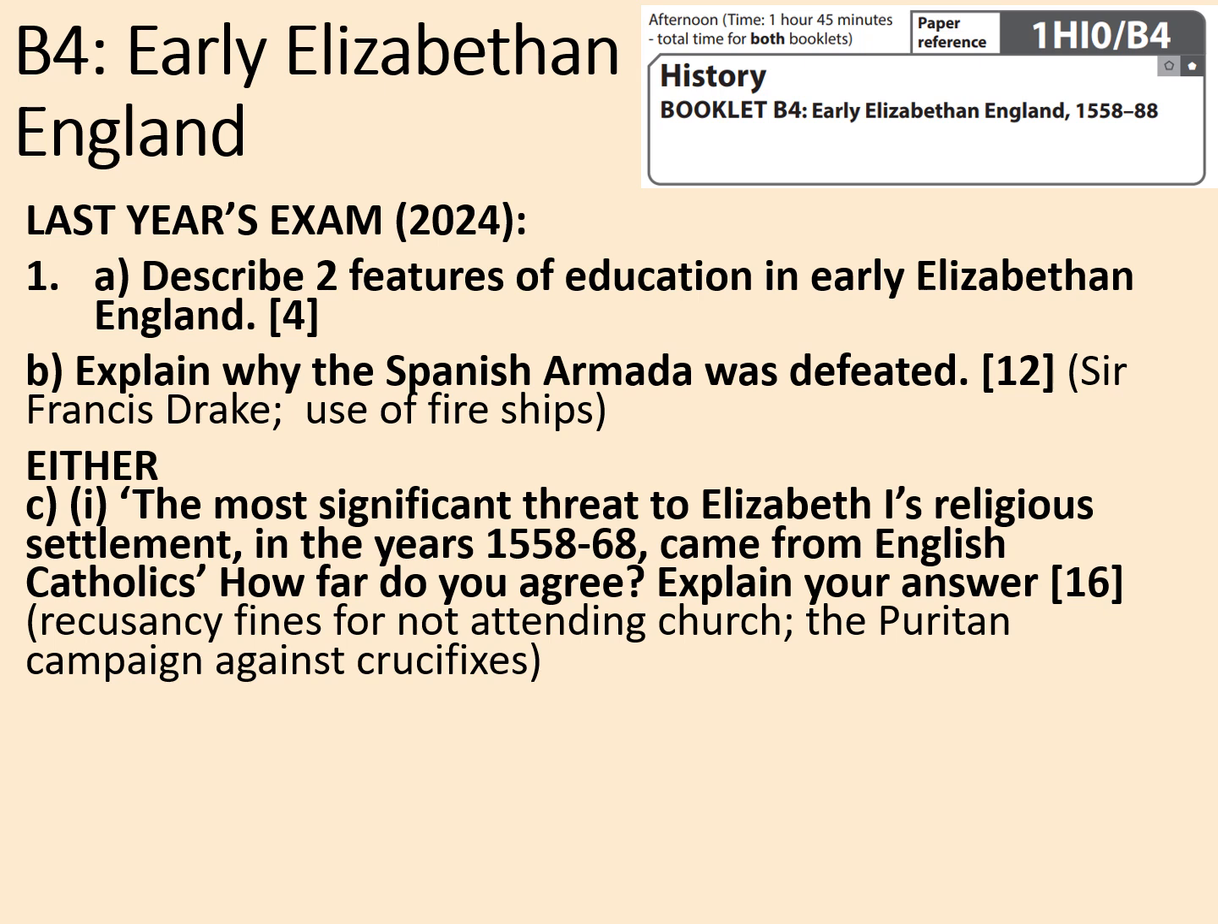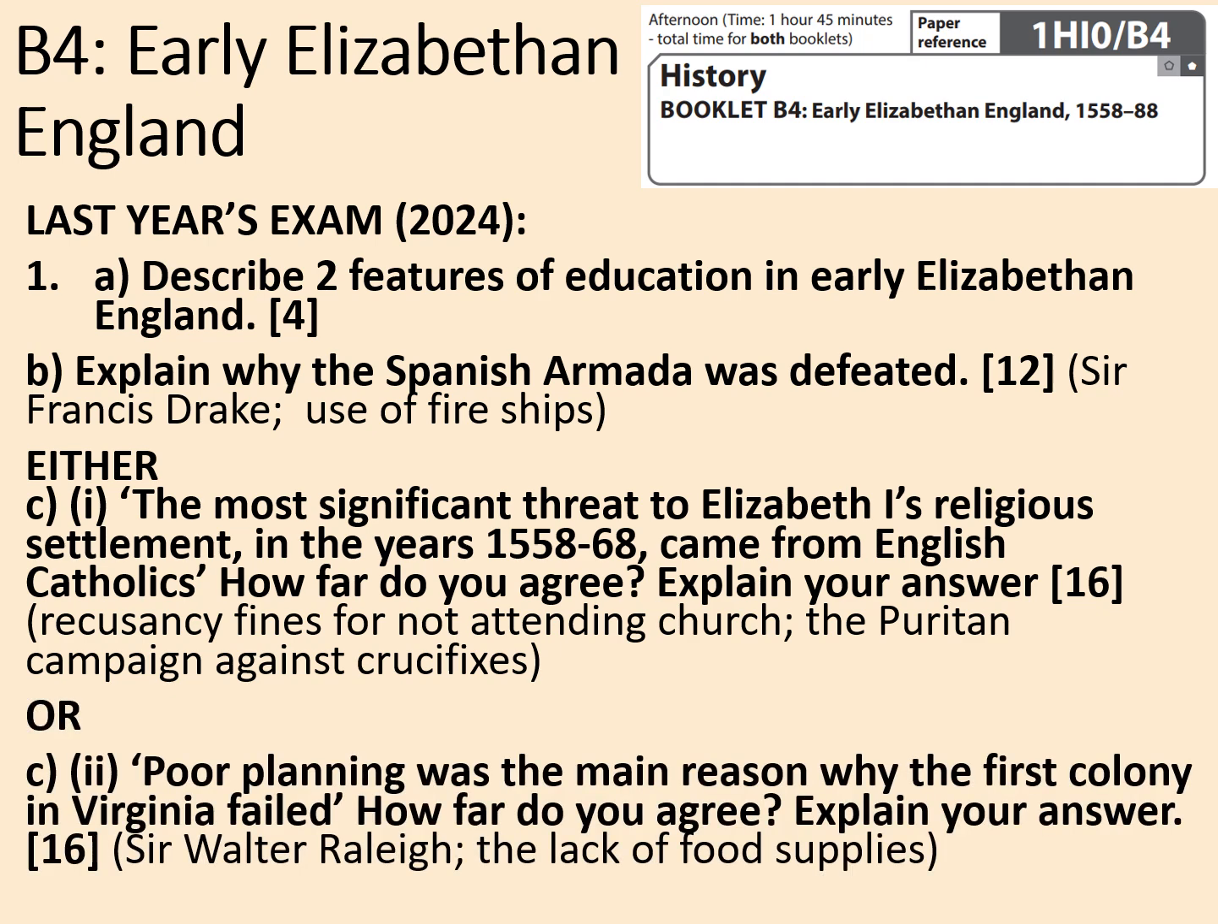How far do you agree? Explain your answer. The stimulus points were recusancy fines for not attending church and the Puritan campaign against crucifixes. And question C2 was: poor planning was the main reason why the first colony in Virginia failed. How far do you agree? Explain your answer, with the stimulus points being Sir Walter Raleigh and the lack of food supplies.